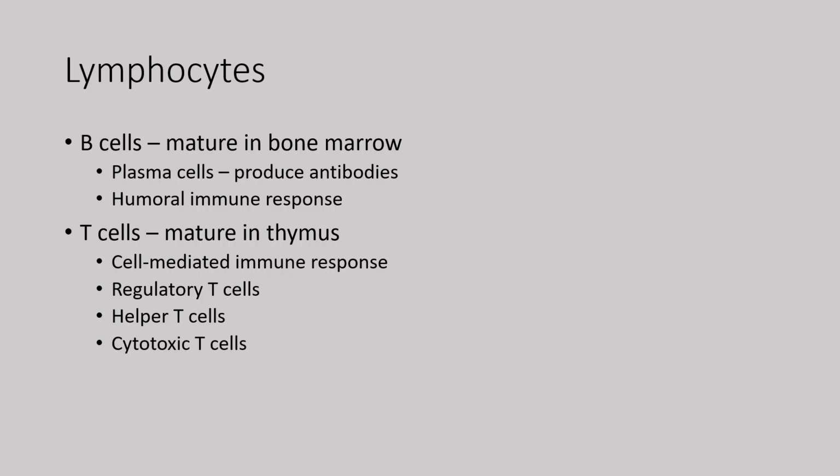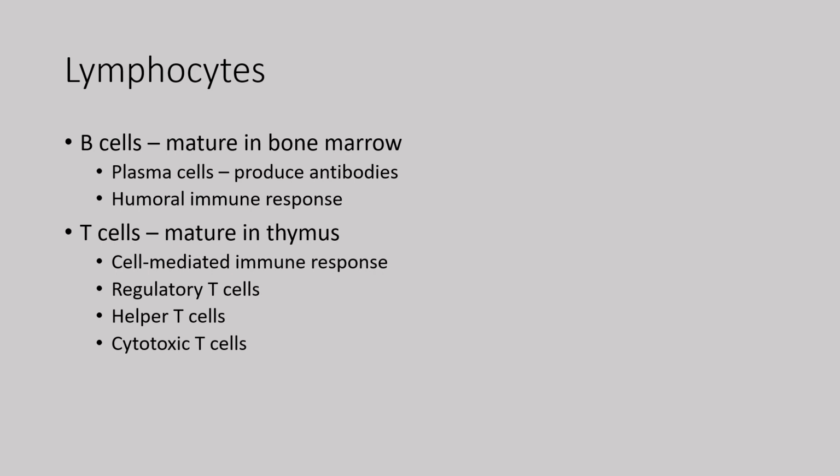Now, along with this, we have the lymphocytes. We have our B cells and our T cells. They all start in the bone marrow. The B cells will mature in the bone marrow. They stay there. They will eventually produce, some of them, not all of them, what's known as plasma cells. And it's the plasma cells that produce the antibodies.